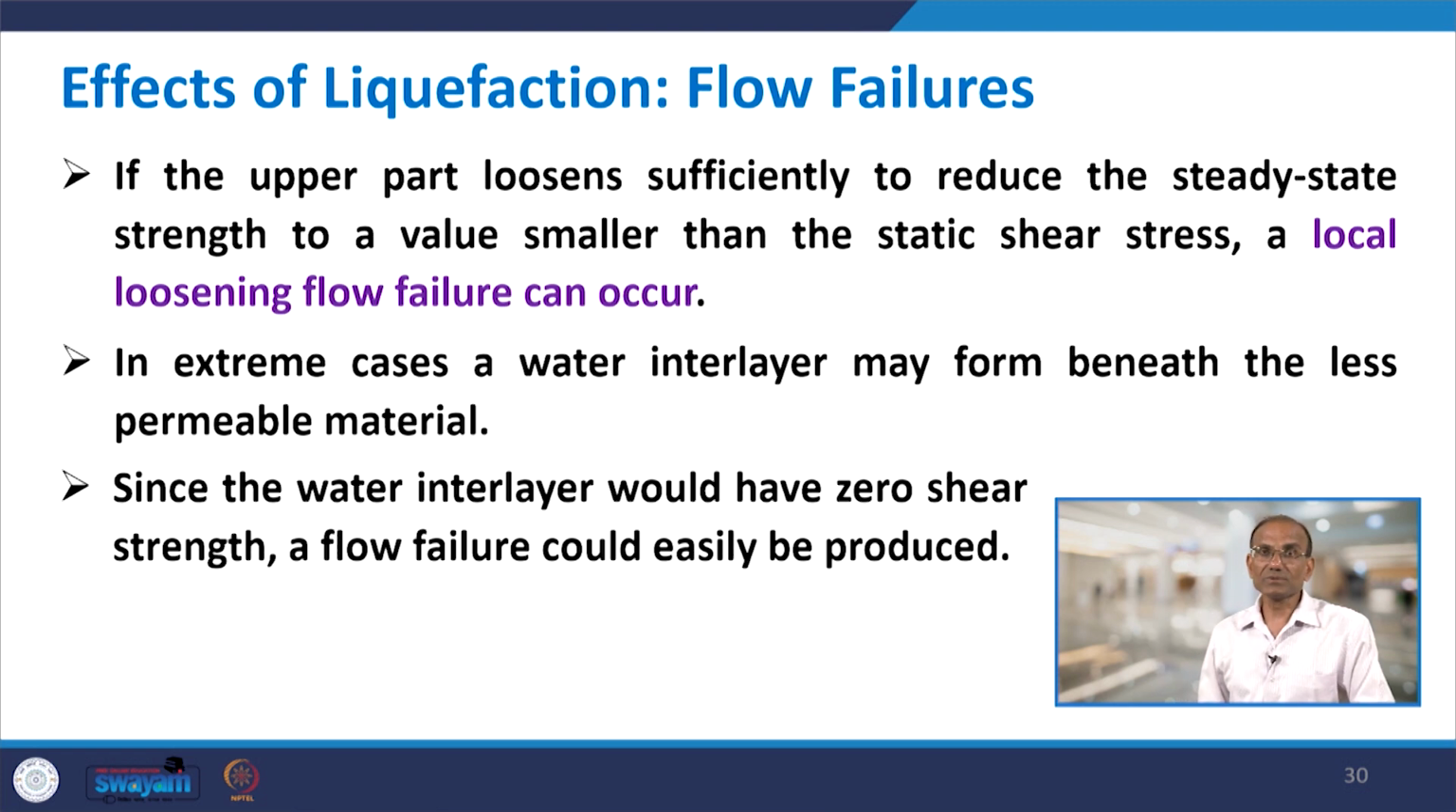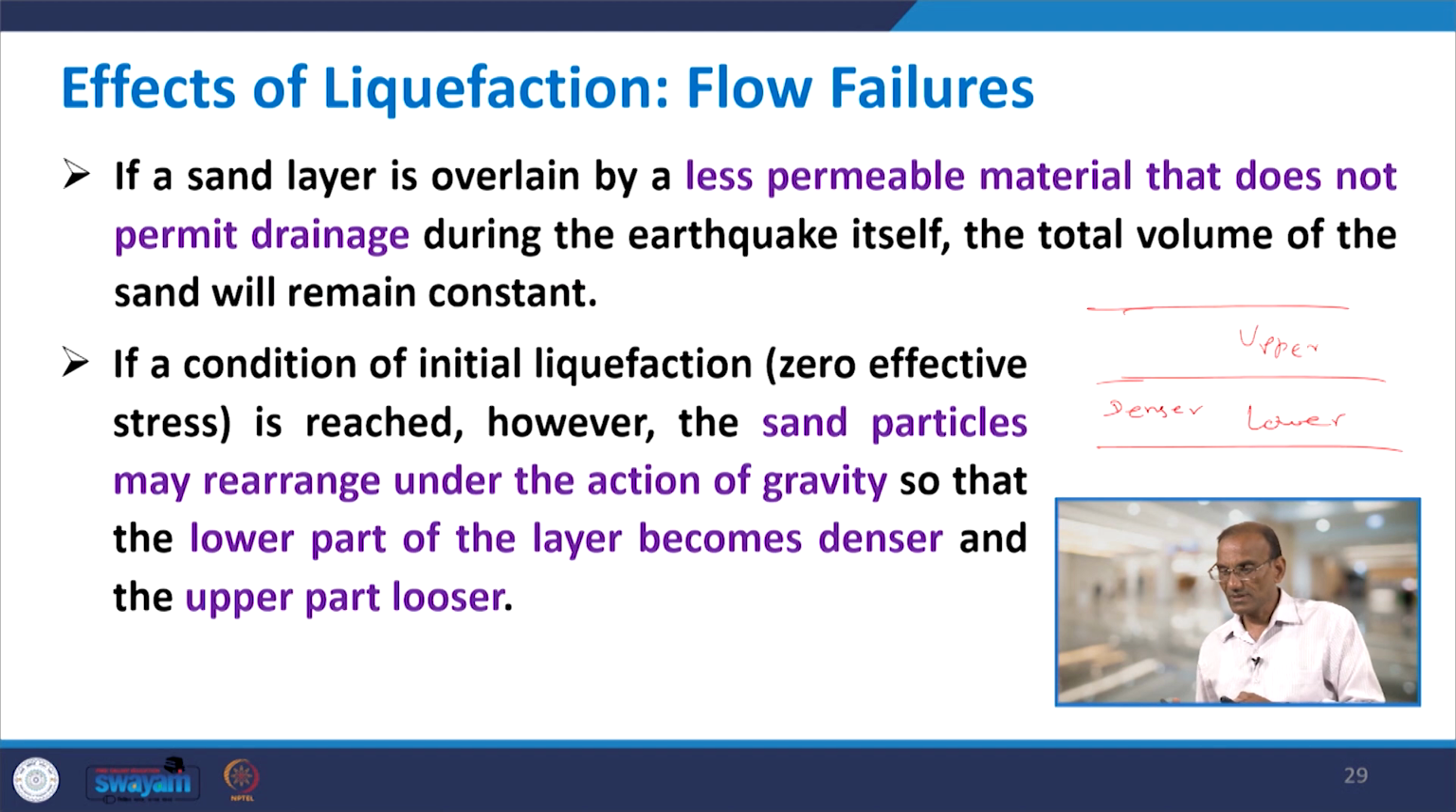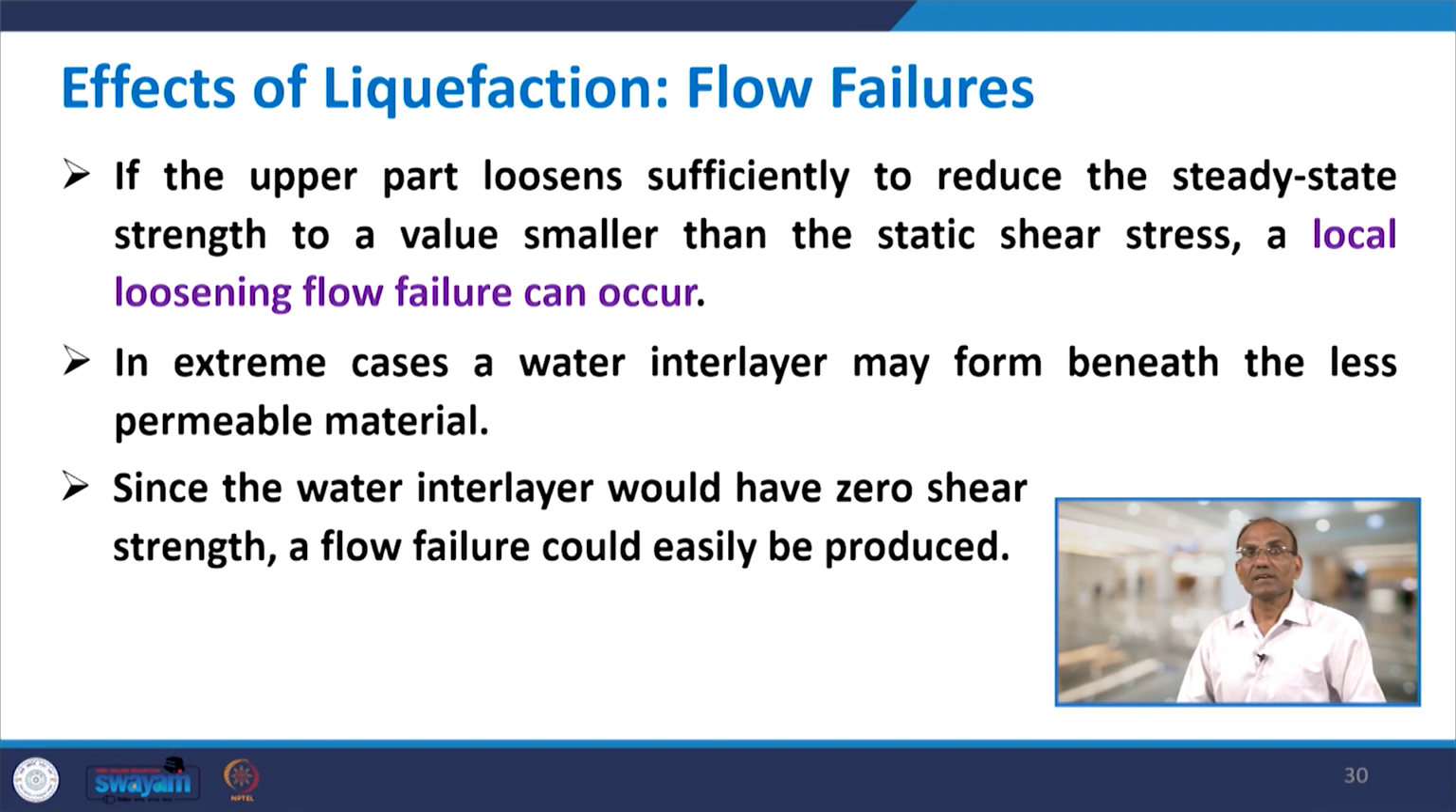If the upper part loses strength sufficiently to reduce the steady state strength to a value smaller than the static shear stress, a local loosening flow failure occurs. So, if it is small, then there will be local loosening rather than global loosening. In extreme cases, a water interlayer may form beneath the less permeable material. Since the water interlayer would have 0 shear strength, a flow failure could easily be produced.